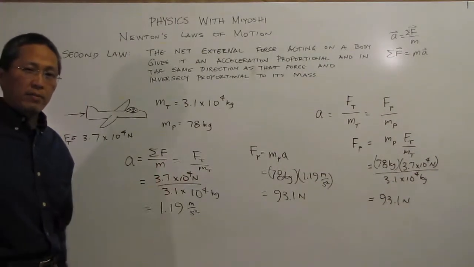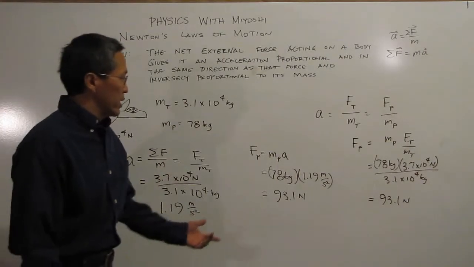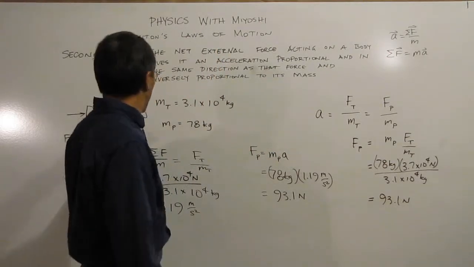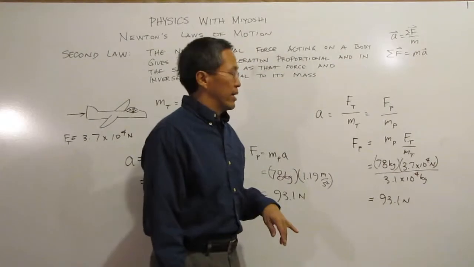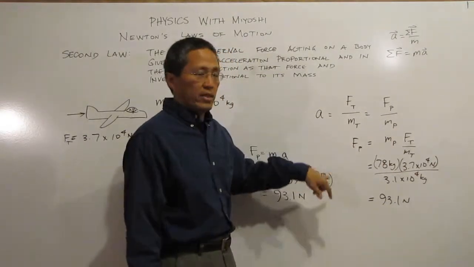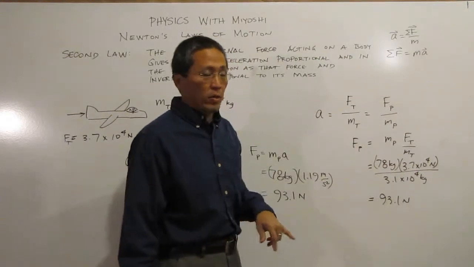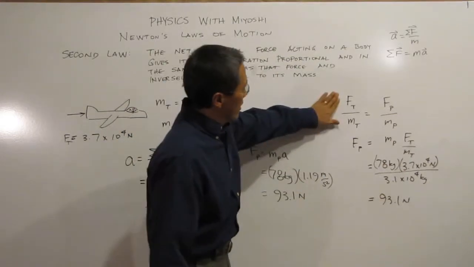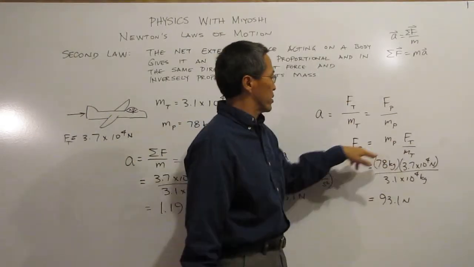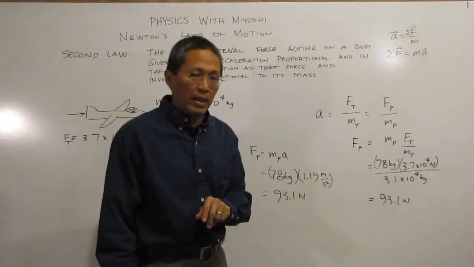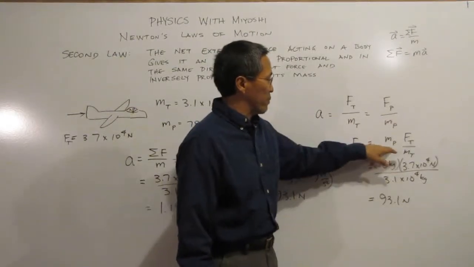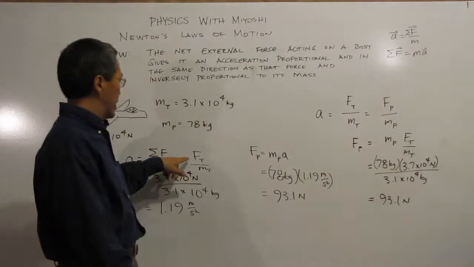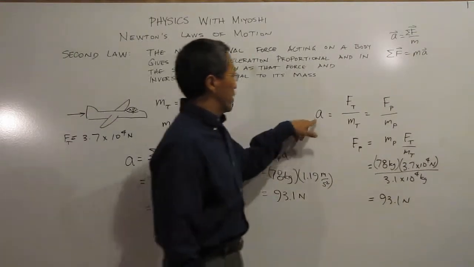Now, if you like proportions and ratios, you can merely remember that the acceleration is going to be the same for both the pilot and the whole plane. We can look at acceleration as the total force divided by the total mass, which is also equal to the force on the pilot divided by the mass of the pilot. Then we have a proportion. We can solve that proportion for the force on the pilot. The force on the pilot is the mass of the pilot times the total force divided by the total mass, which again is just our acceleration.